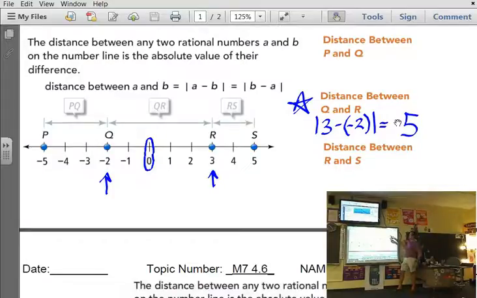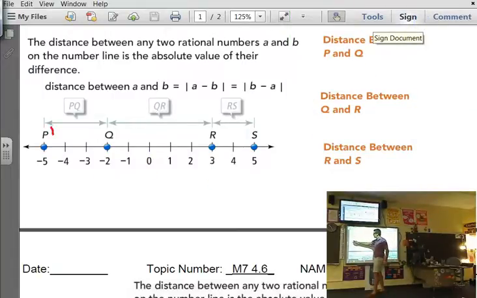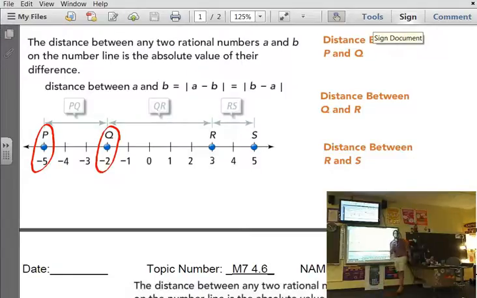Now, Q to P, they're both negative. That's a little bit different. So Q to P, our top one here, P is a -5, Q is a -2. Now, since they're both negatives, -5, -2, what's the distance between them? Is it -3? No. Because distance can't be negative. Distance can never be negative.